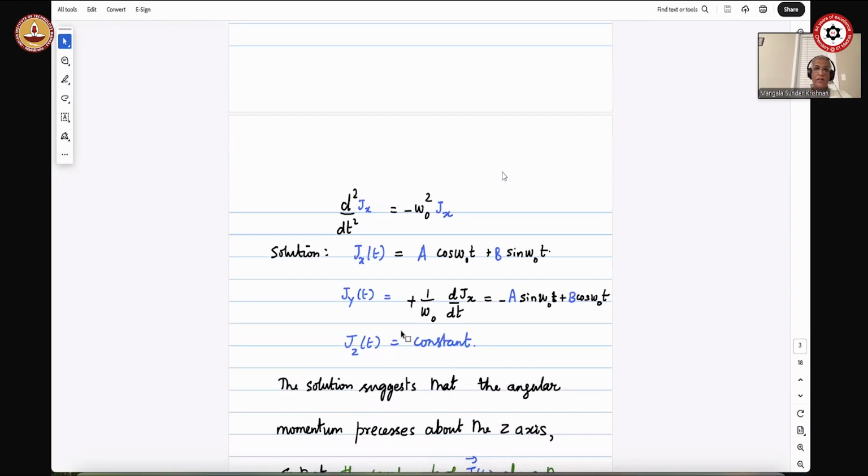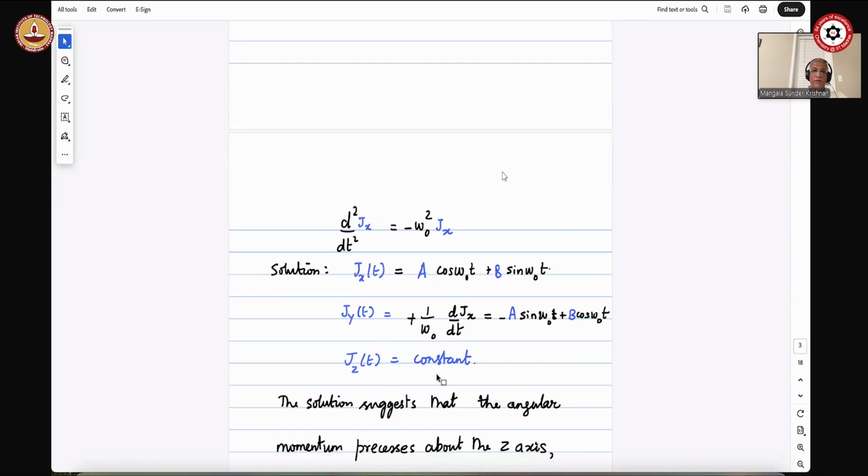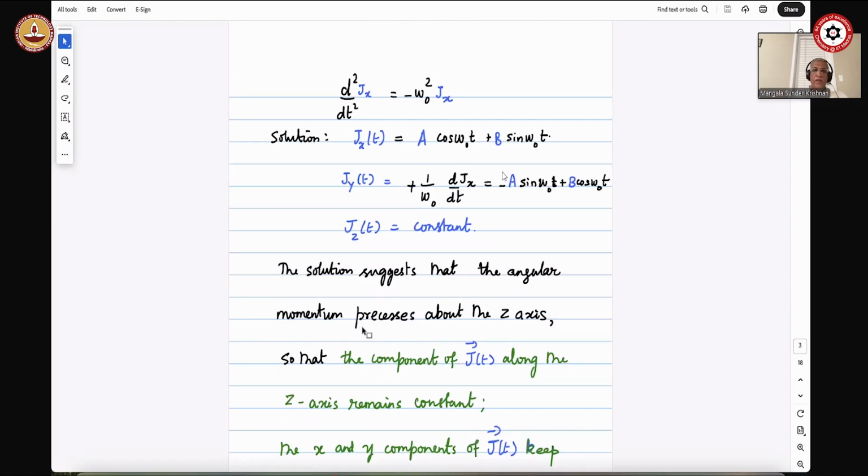If you solve this equation, you get Jx of t is A cosine omega naught t plus B sine omega naught t, and Jy of t you get minus A sine omega naught t plus B cosine omega naught t. A and B are constants. And since dJz by dt is 0, Jz is a constant. Therefore, the solution suggests that the angular momentum J precesses about the z-axis so that the z component remains the same. The z component doesn't change, it's constant. The x and y components oscillate.